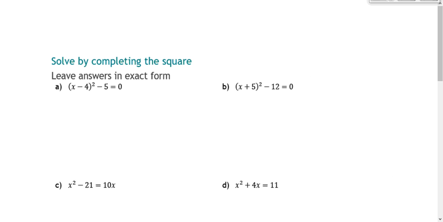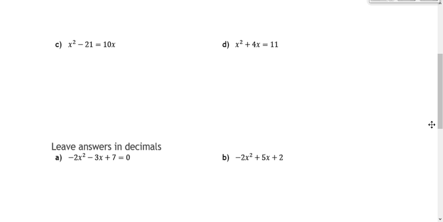We are not going to do these ones. We're going to do these ones. This is more completing the square stuff. So let's complete the square. Let's leave it all on one side this time.